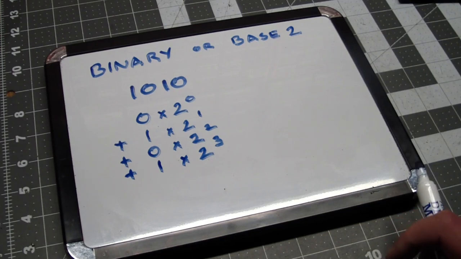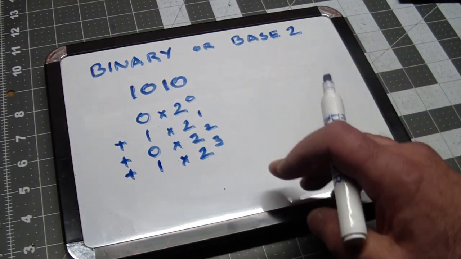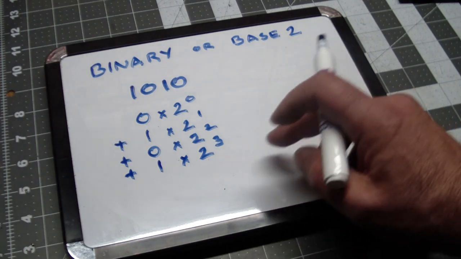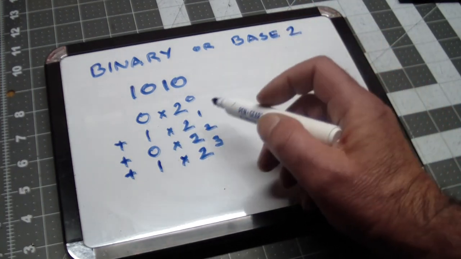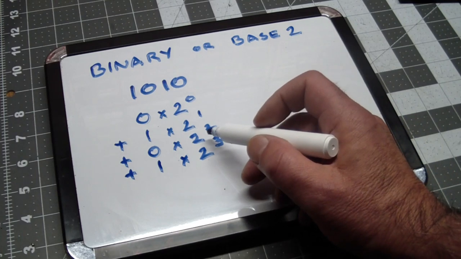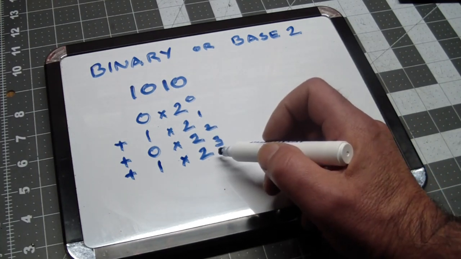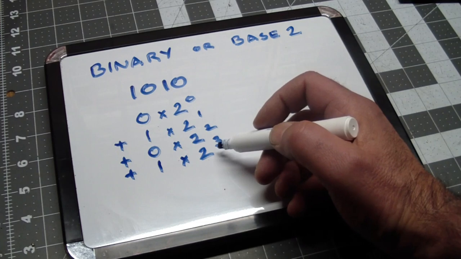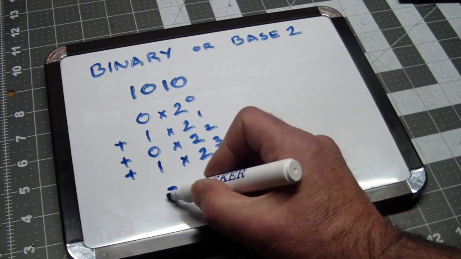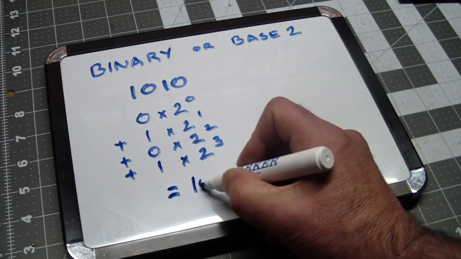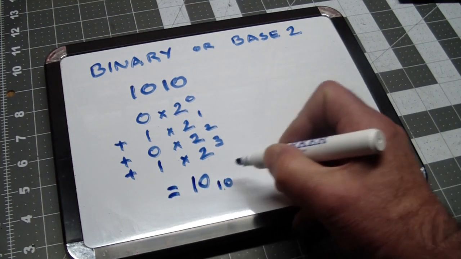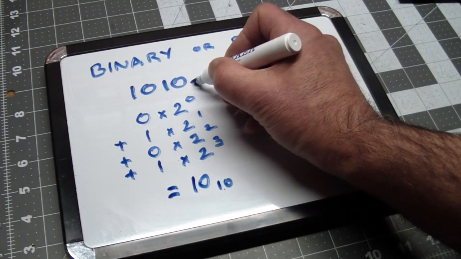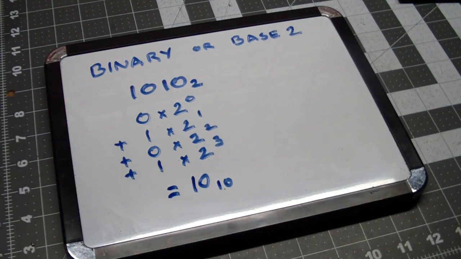So, by looking at this, we can see immediately that this equates to 0 plus 2 plus 0 plus 8. 2 to the power of 3 is 8. So we have 8 plus 2, and that is equal to 10 decimal. Whereas properly marked, we know that 1010 base 2 equals 10 base 10.